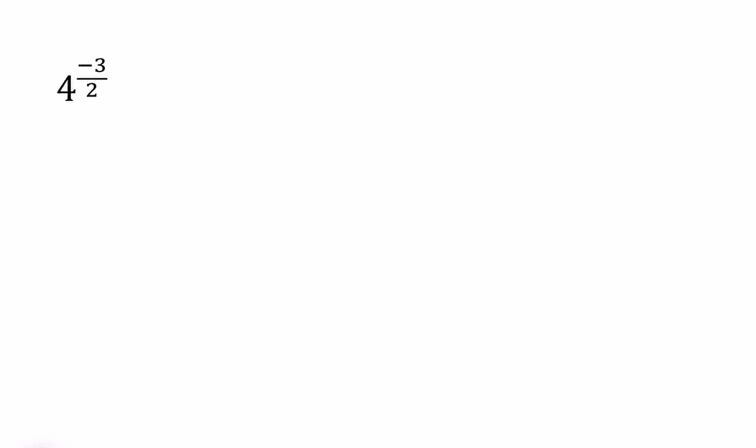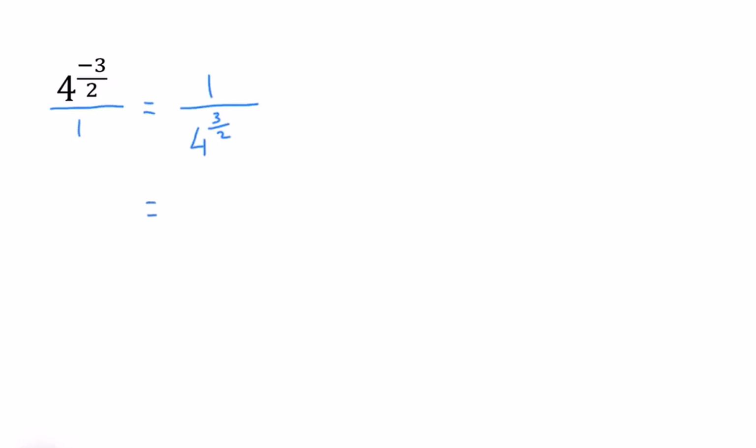4 raised to the negative 3 over 2. So here we have a negative exponent, so we have to take care of it first. So this is over 1. To get rid of the negative exponent, we need to move it to the bottom. So we have 4 raised to the 3 over 2. Nothing's left on top, so that is 1. So 1 over 4 to the 3 halves.